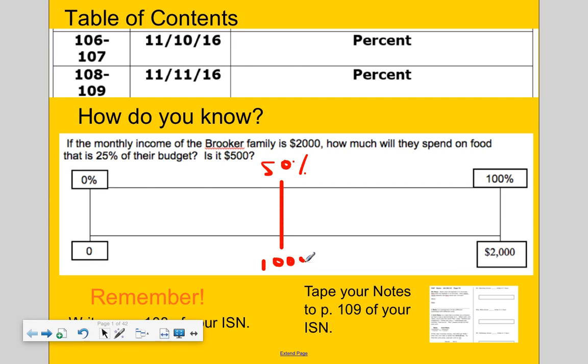And what do we know about 25% in relation to 50%? Well, isn't 25% half of 50%? So half of 1,000 would be $500. So they really do spend 25% or $500 on food-related costs.